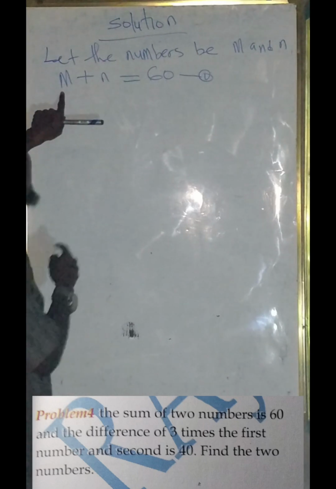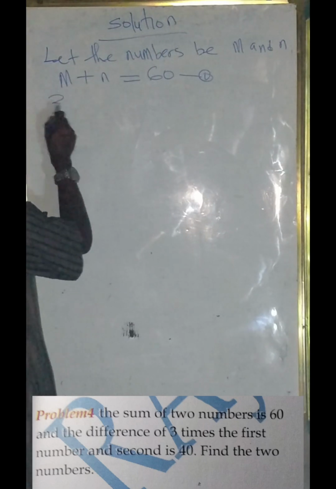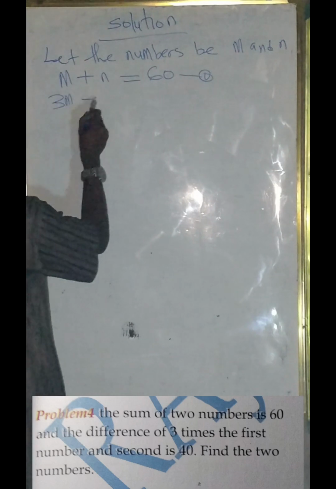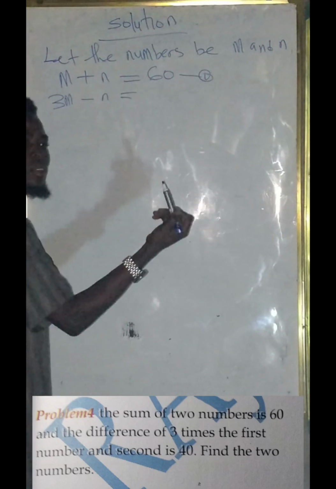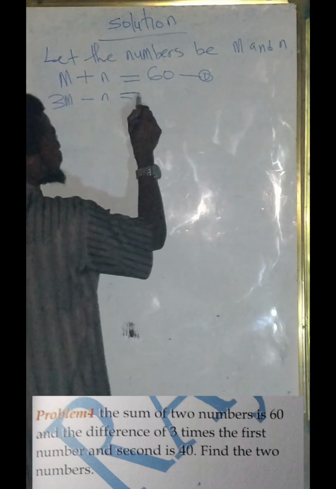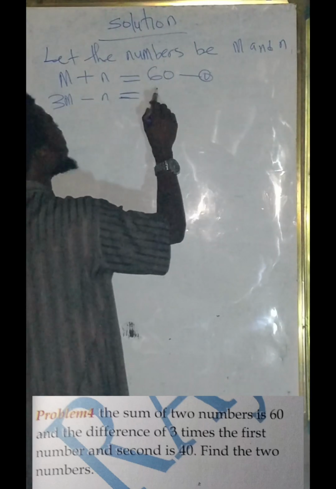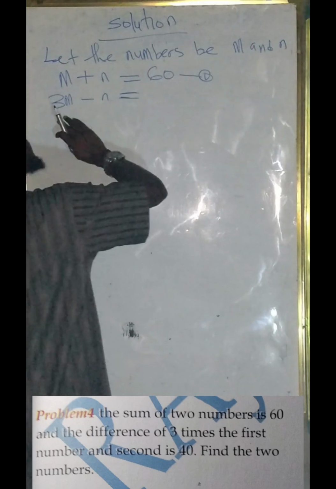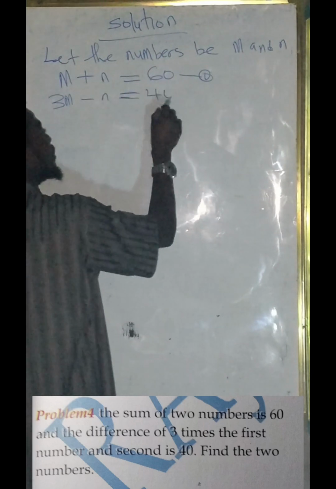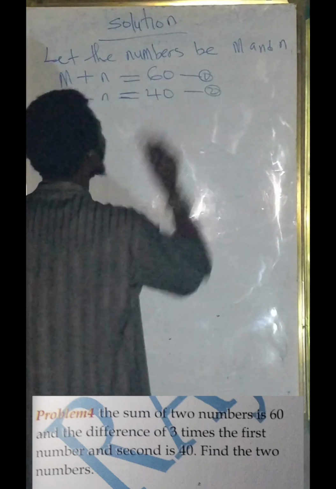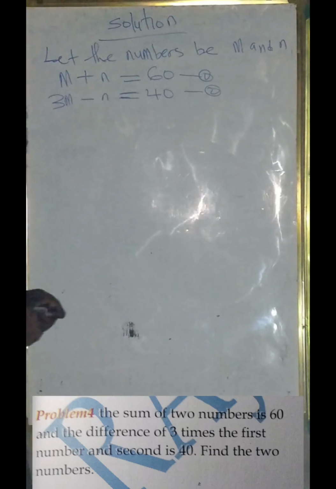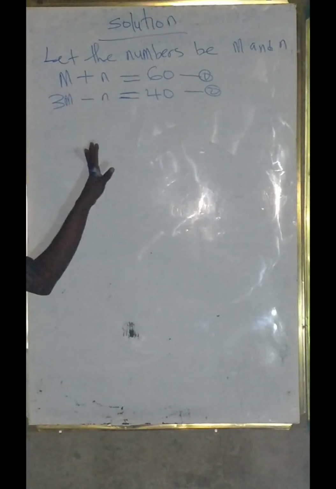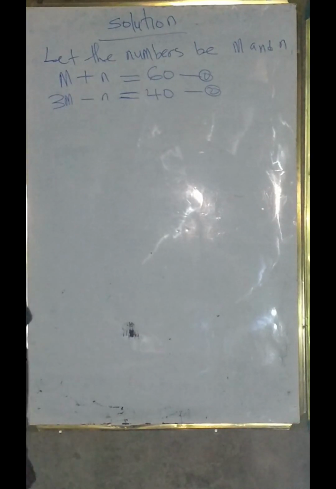What's the first number here? It's M. Three times M gives you 3M. Then they say the second is 40. This is equation 2. They say find the numbers. Now you can use the elimination method, but let me use the substitution method for now.